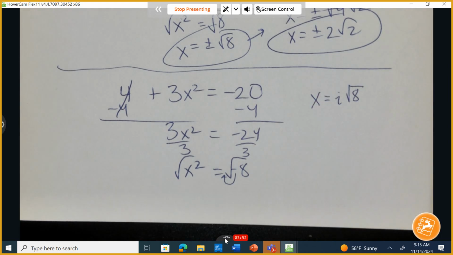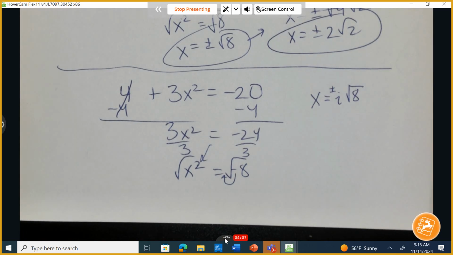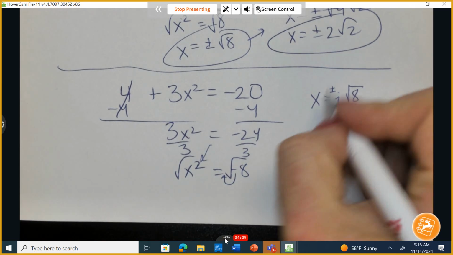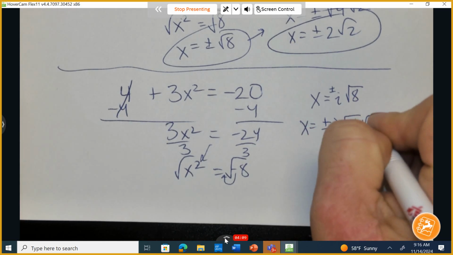And I want you to raise your hand if you recognize, what did I forget to do here? It's a common mistake I see students make. What did I, plus or minus, good. I'm going to have two answers, plus or minus. We still have to go ahead and simplify this 8. So just like we did above, I'm going to simplify the 8 into 4 times 2.